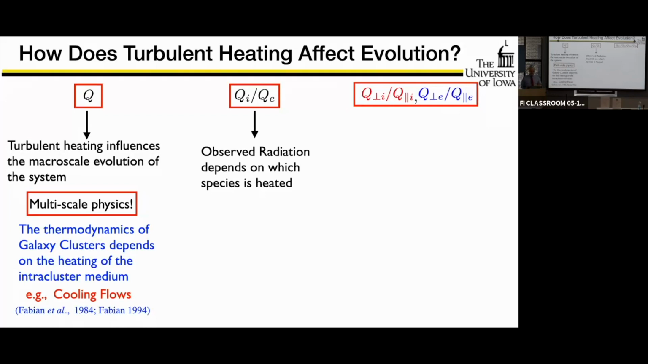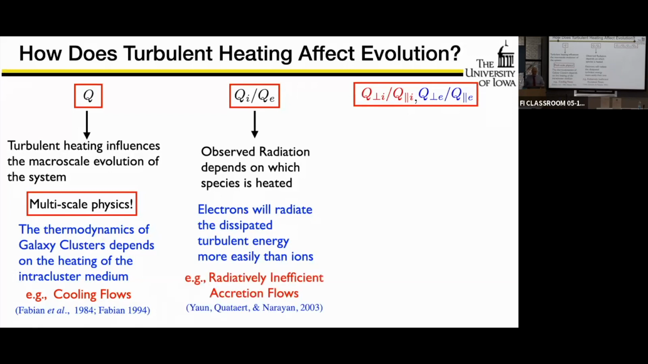Similarly, the observed radiation is going to depend strongly on which species is heated. If the electrons are heated primarily, they are going to radiate their dissipated turbulent energy much more easily than the ions will. This is the example of, say, radiatively inefficient accretion flows, where if you dump a lot of energy in the ions and they fall beyond the event horizon, you never see that energy again, and there's no observational emission that we can see from that. So it has a significant observational consequence.